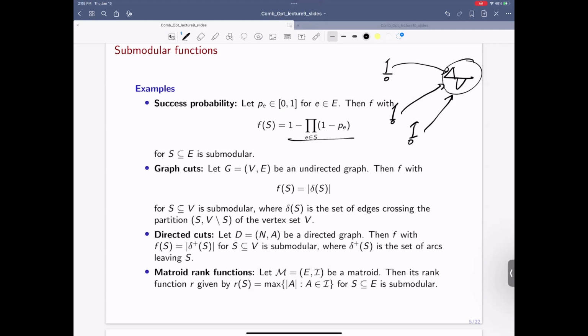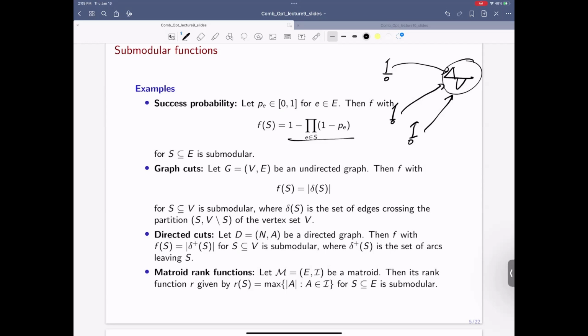That is the success probability. So the probability of success increases in a diminishing fashion, in a concave fashion, as you include more weapons. And also graph cuts, like this is related to the minimum cut problem, like max flow min cut problem.